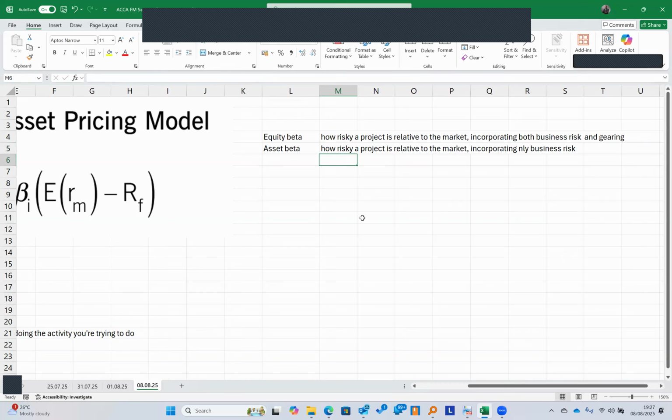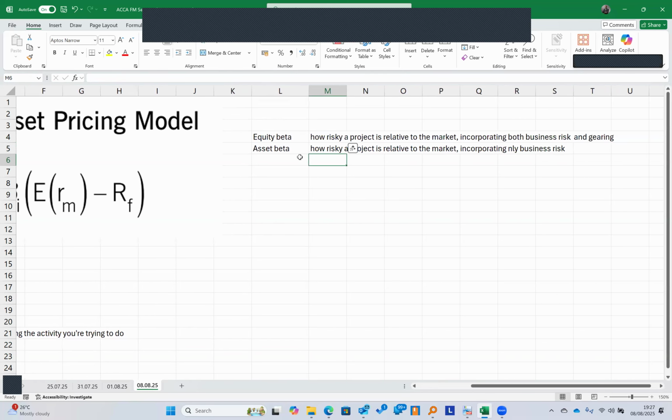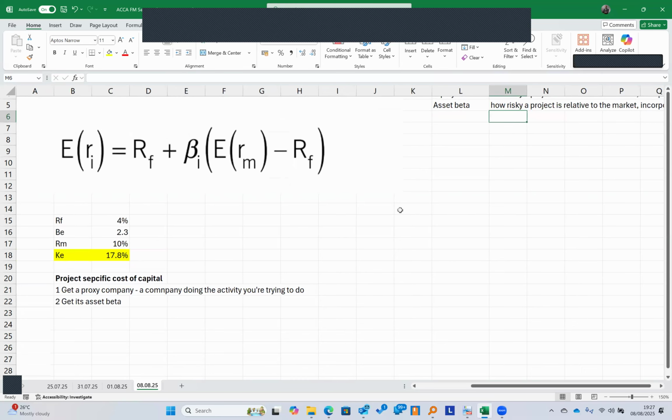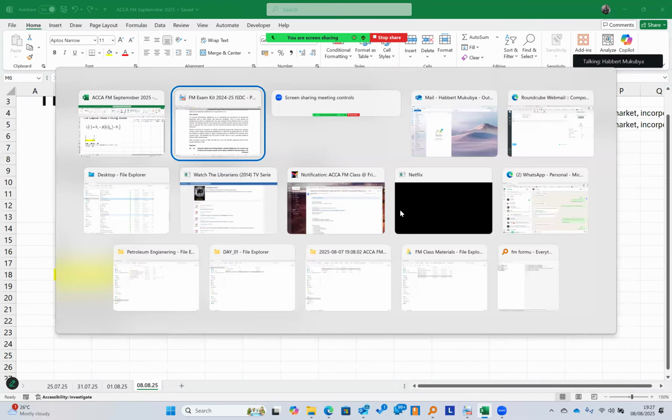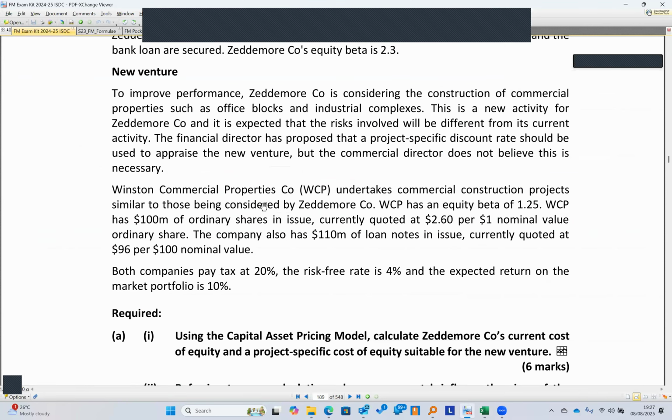So asset beta only looks at business risk, whereas equity beta looks at both business risk and gearing. So what that means is that when you have a proxy company, Winston may not have the same gearing as you do. They may have 20% debt, whereas you have 70% debt. So the assumption we saw yesterday of the gearing not changing won't be correct, and you'd have to adjust for that.